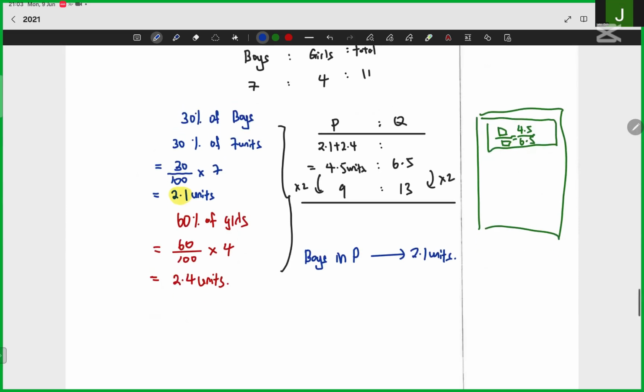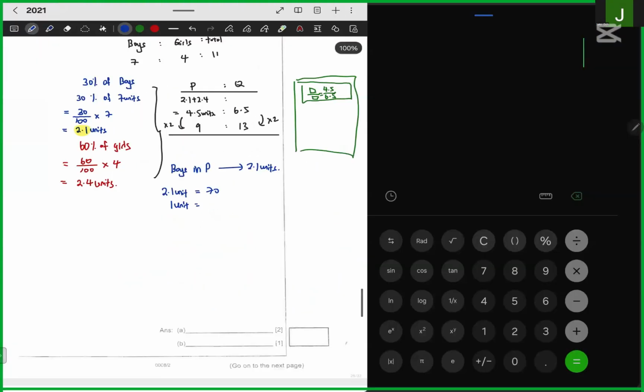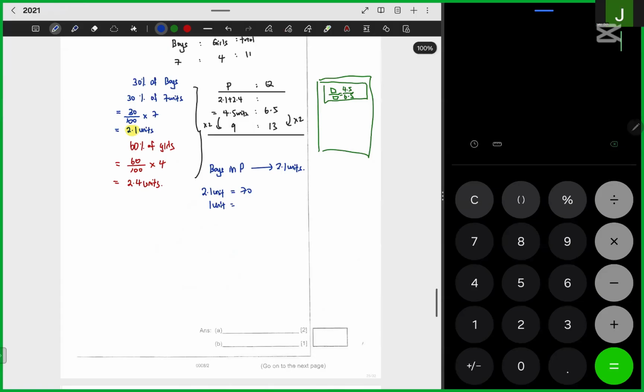If you try and do 2.1 unit equals to 70, your 1 unit of boys will be in decimal. Okay, don't believe? Let's try. Okay, so you see, if I take 70 divided by 2.1, I'll get 33.3333 boys. That's not possible, okay? Our 1 unit must be a whole number. So what is the highest number that can divide by 2.1?